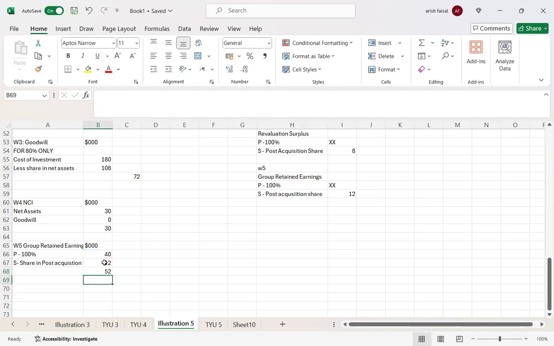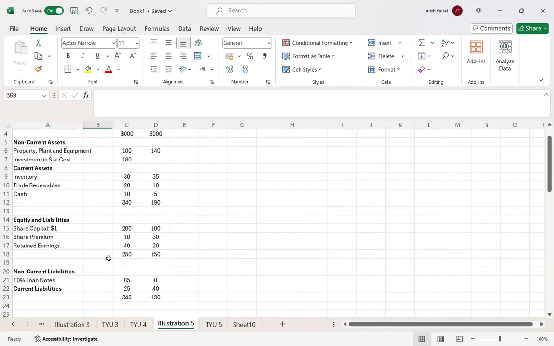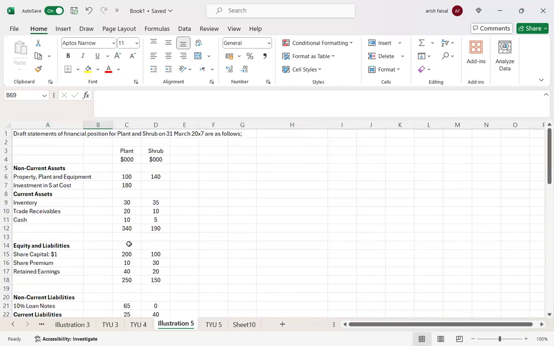Right. So now that we have completed our five workings, we have to move towards preparing the consolidated balance sheet for the plant group.